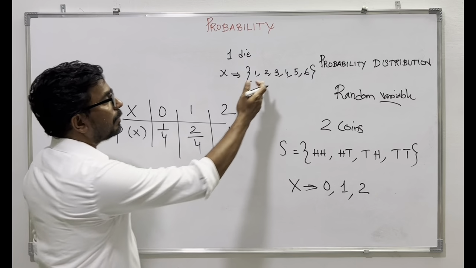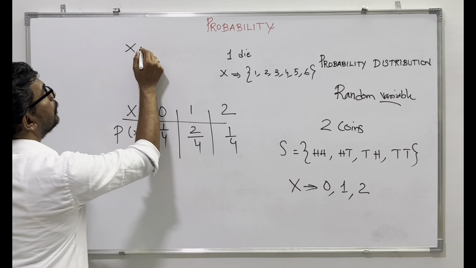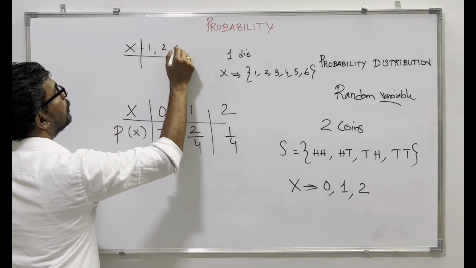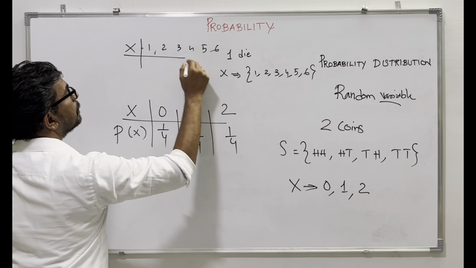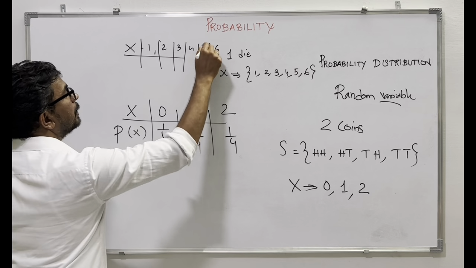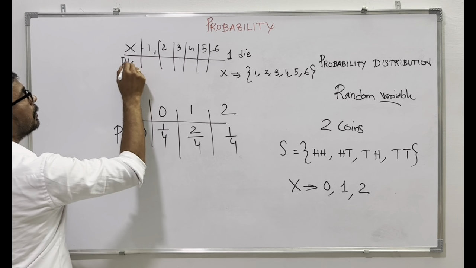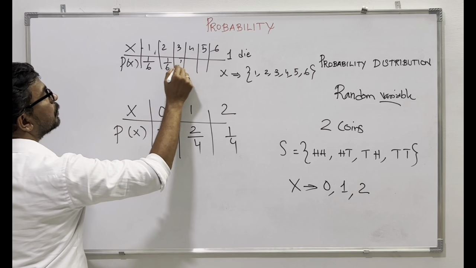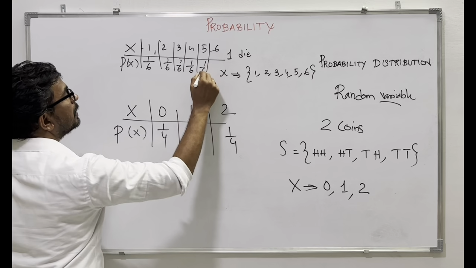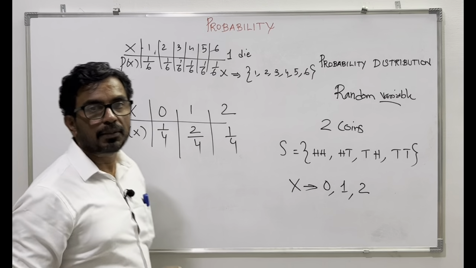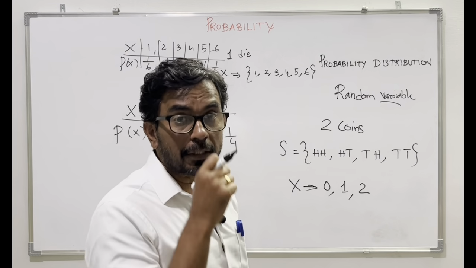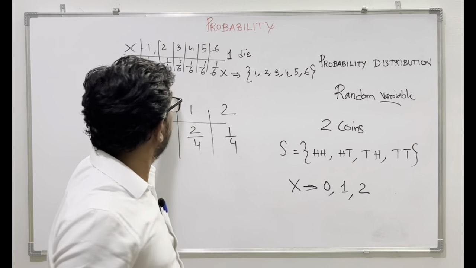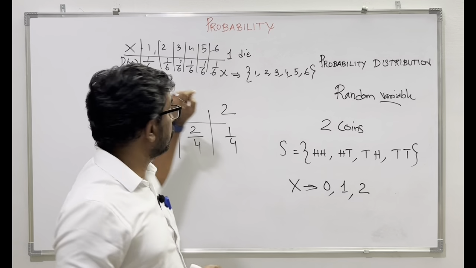Likewise, for the dice example, I can write x, with values 1, 2, 3, 4, 5, 6. The probability of x: getting 1 is 1 out of 6, so 1 by 6. 2 is also 1 by 6, and likewise 1 by 6 for each of the others. What is special about this probability distribution table is that the second row, the probabilities, will not have any negative value, because they are all probabilities.